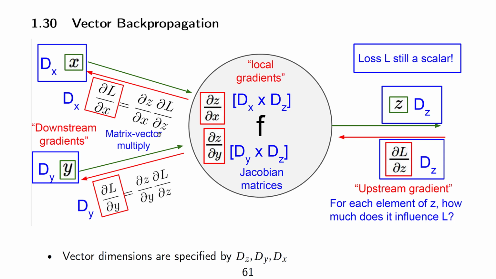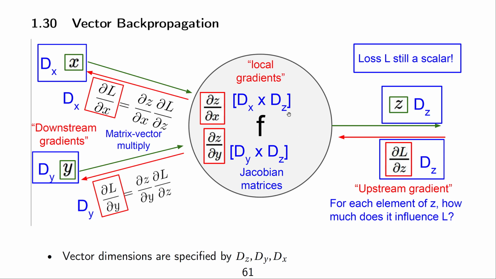The advantage of this notation is that we have the Jacobian matrix here first, multiplied with dl dz, which is a vector. So we have a traditional matrix times vector product here. We evaluate the local gradient, or the local derivative dz dx, times the upstream gradient or the upstream derivative.